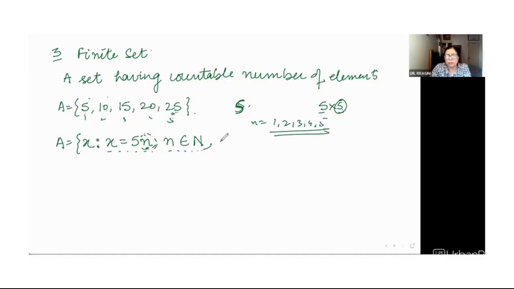So we have to put the limit like n is less than equal to 5. Since it is a natural number, we know that it will be starting with 1. We need not mention it, right? But the last number has to be put as a limit. That is up to 5th multiple we are writing here. So it is a finite set, right?